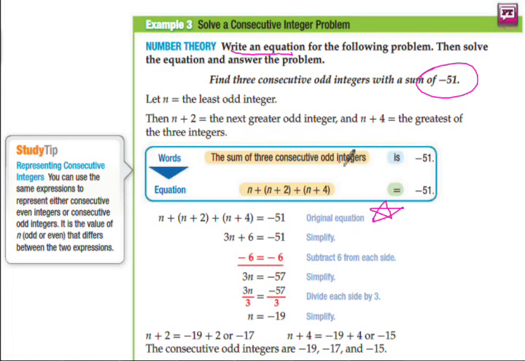So 3 consecutive odd integers, the sum is negative 51. So here's the first odd integer, here's the second odd integer, and here's the third odd integer. All right. So we add those together, we get negative 51. We solve for n, so that's the first one. To find the other two, add 2 to it, and add 4 to it, and that gives us our 3 odd integers right here. All right.